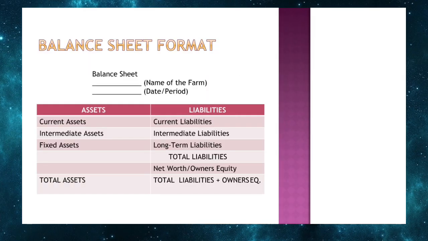This slide presents the standard format of a balance sheet. It includes the name of the farm and the date of preparation. The balance sheet lists assets and liabilities in order of liquidity, or how quickly items can be converted to cash. It concludes with owner's equity. Using a consistent format ensures clarity and helps compare financial performance across different years.